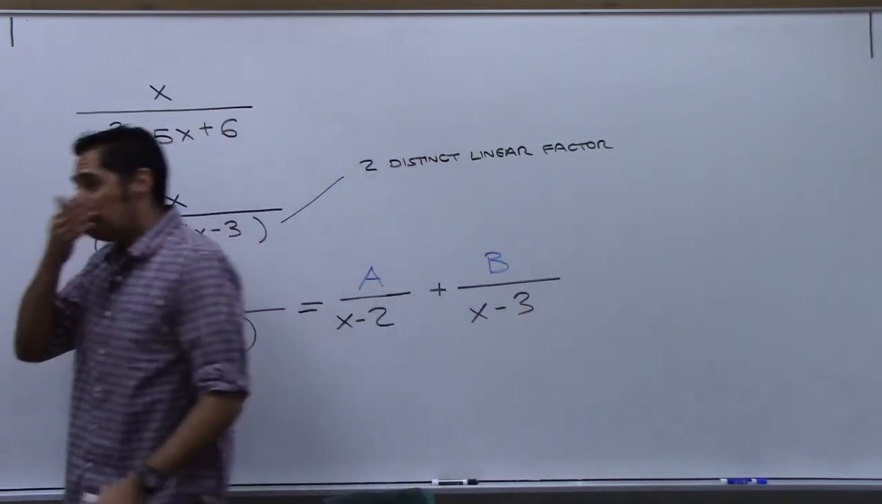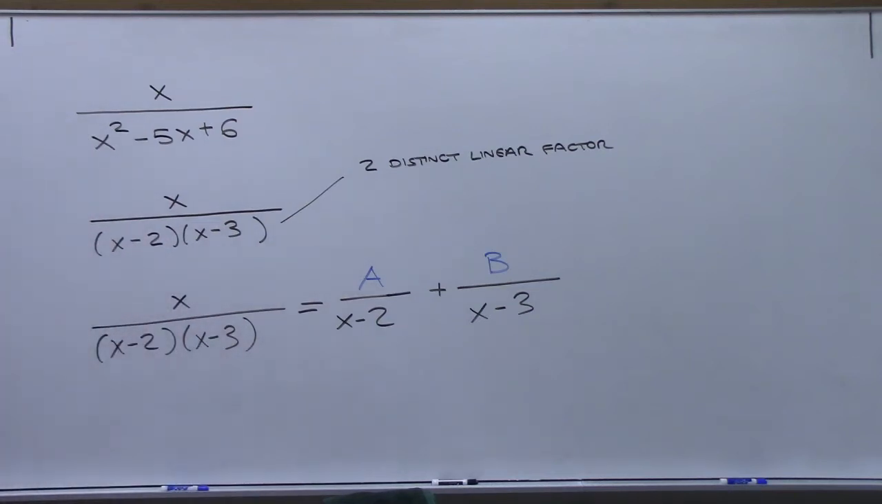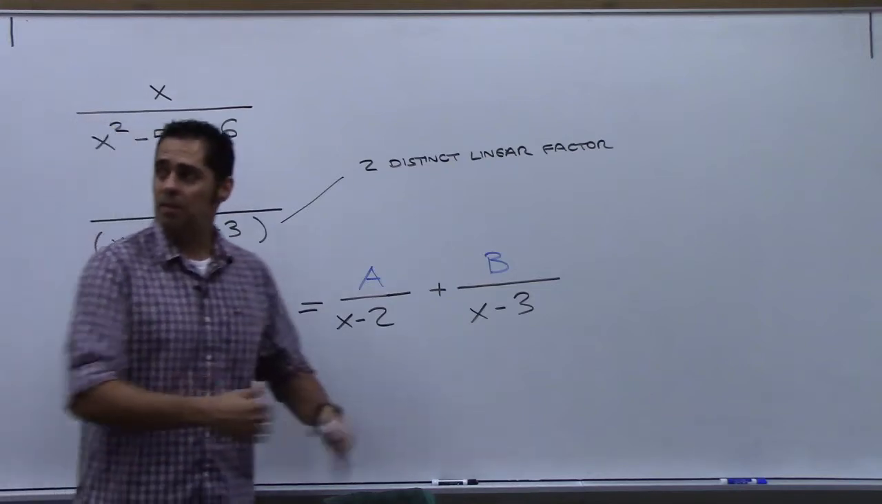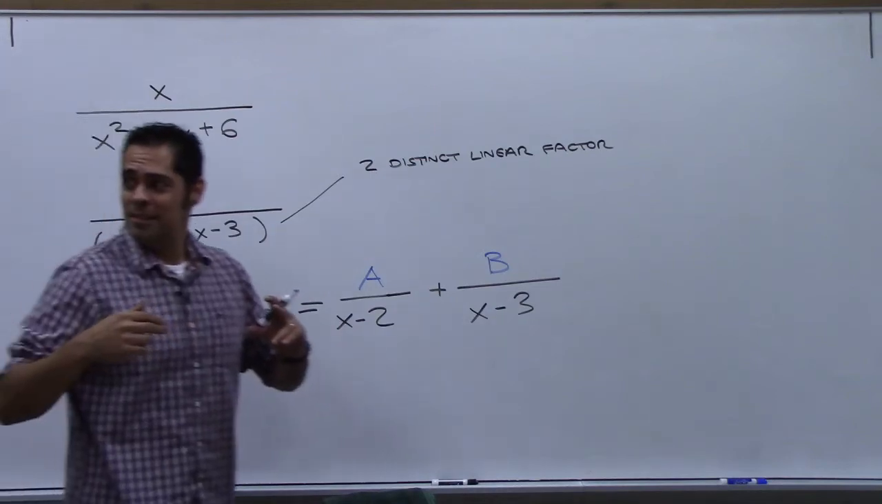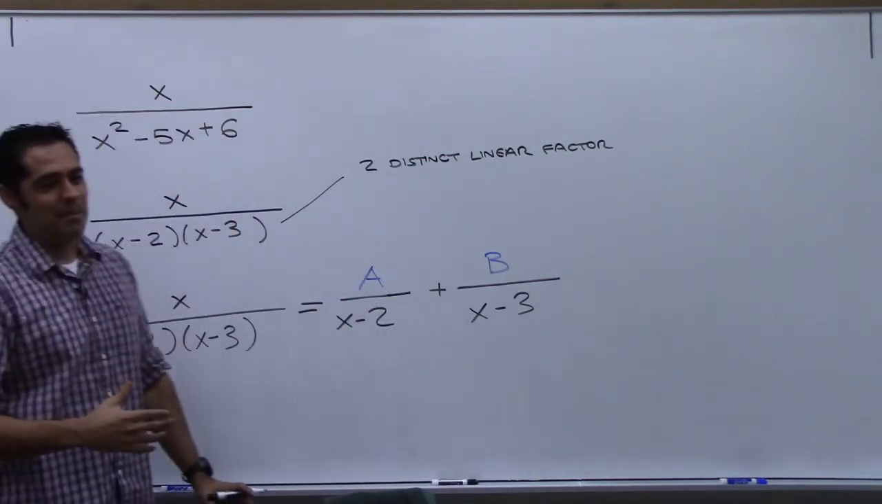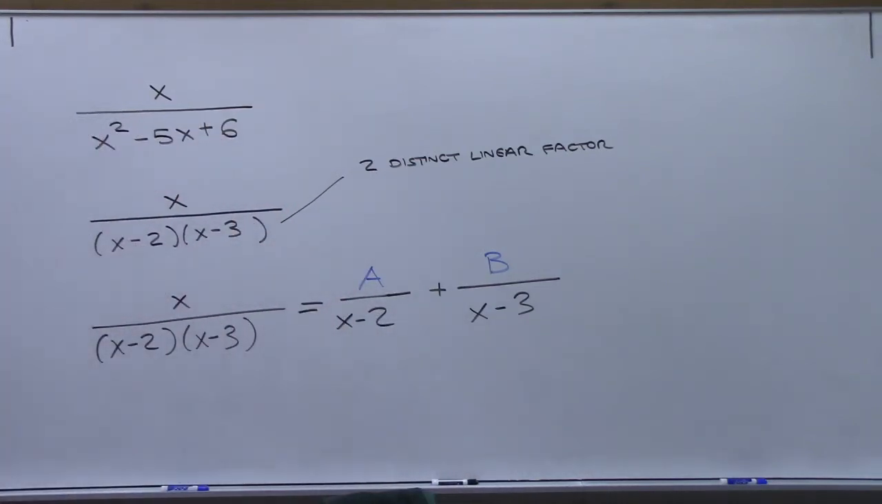Yes? What if one of them was like a quadratic? Let's get to that. We're going to baby step through this. We'll start with linear factors, then we'll get to repeated linear factors, then quadratic factors, then irreducible quadratic factors, then repeated quadratic factors. Okay, so there's a lot of different things that can happen here. We start with the easy one, which is linear, okay?